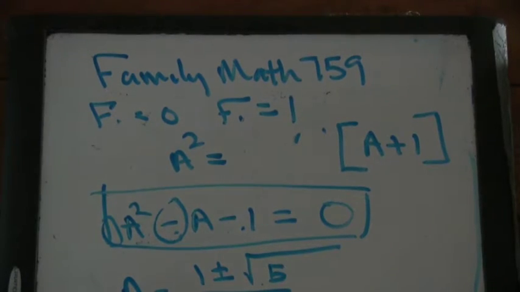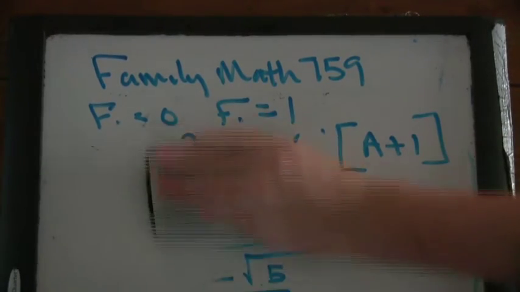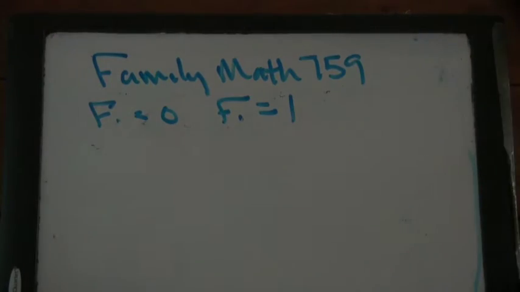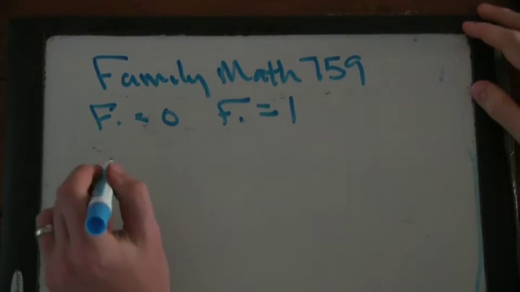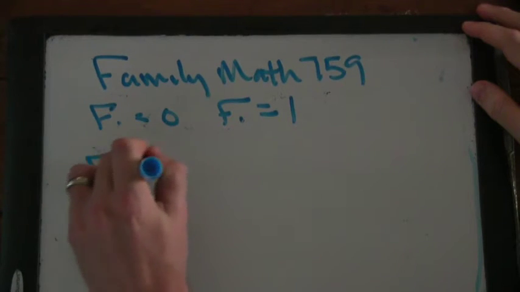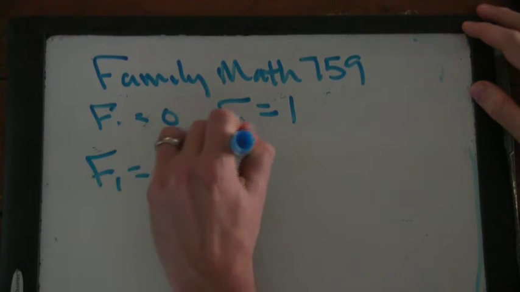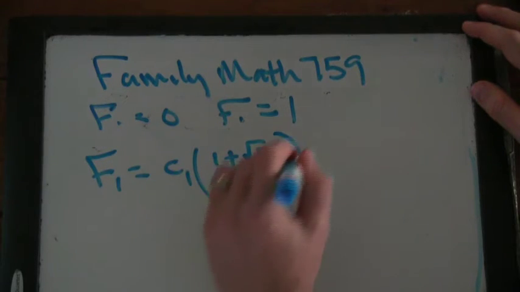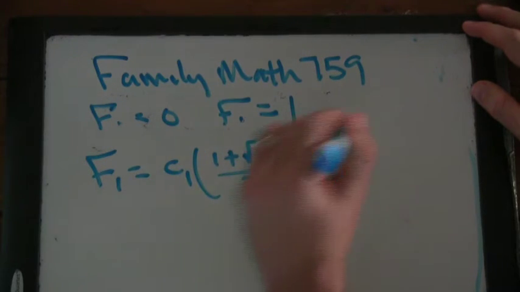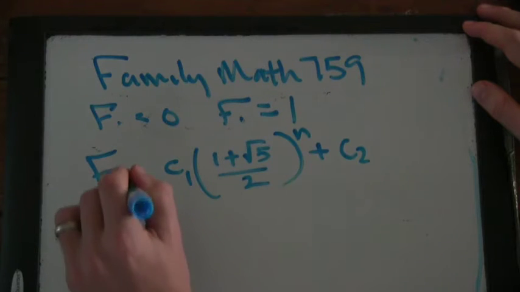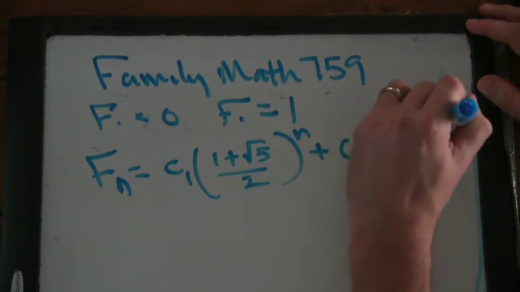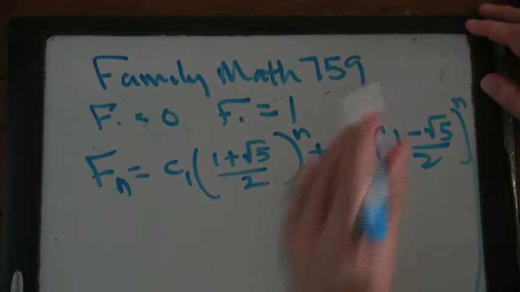All right, so we wondered what would happen if we had an exponential power. And so now we have our Fibonacci numbers might be a constant 1 times (1 plus root 5 over 2) to the n power, plus a constant 2 times (1 minus root 5 over 2) to the n.